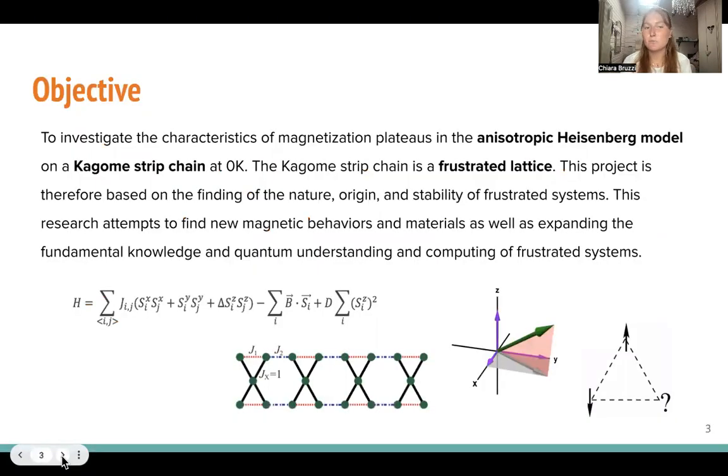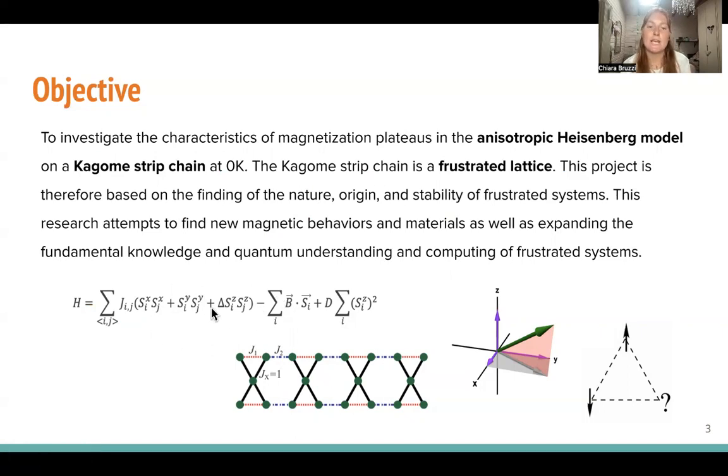So what's the objective of this project? The objective is to investigate the characteristics of magnetization plateaus in the anisotropic Heisenberg model on a Kagome strip chain at 0 Kelvin. Anisotropic means that the properties vary depending on the direction. Heisenberg model is a mathematical model used to describe the behavior of magnetic systems, specifically those between spins or atoms. And it's represented by the Hamiltonian here on the left.